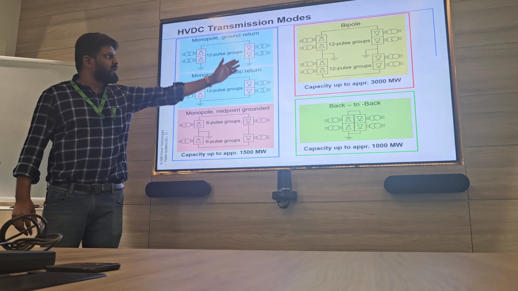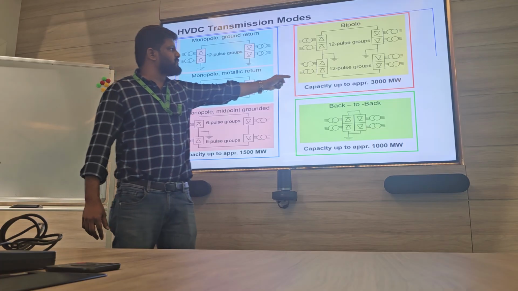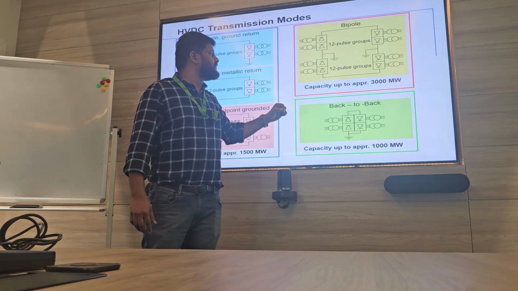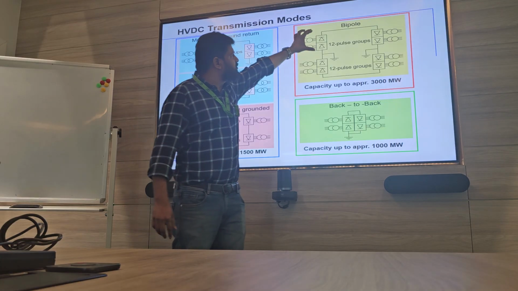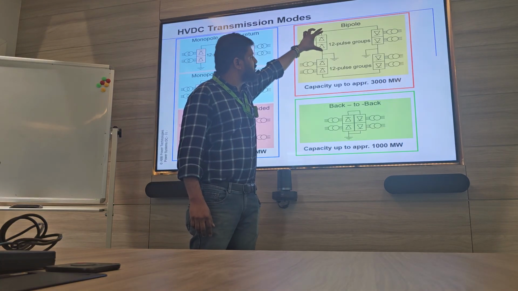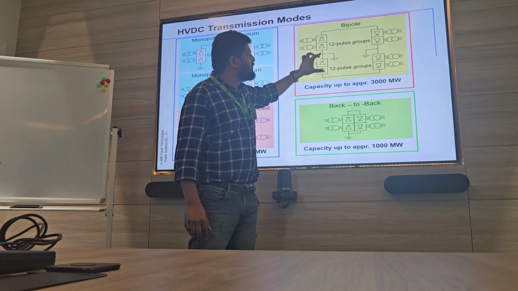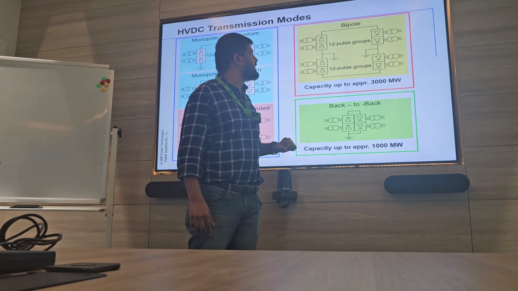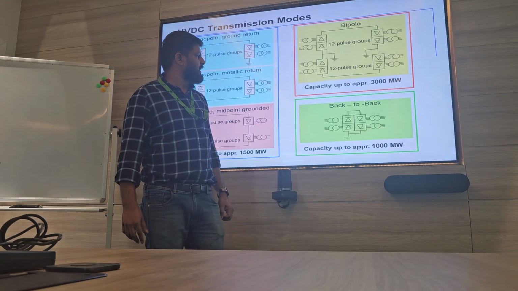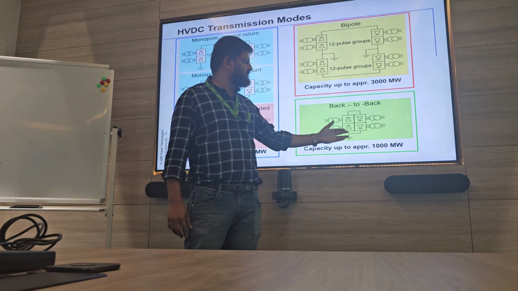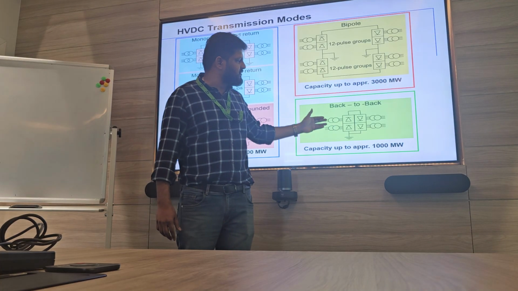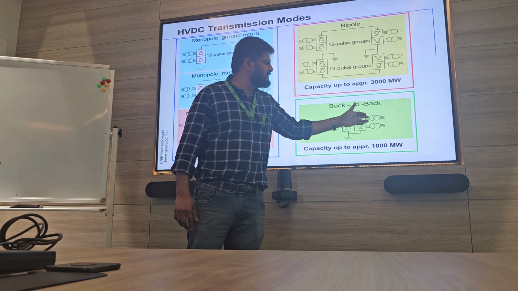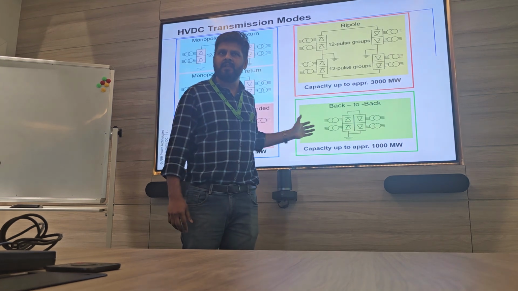But if you go with the bipole, this is what we use now in the NG project. This is one pole and this is the other pole, and the midpoint is grounded. And this is the back-to-back configuration, which is used to connect asynchronous networks, like a 50 Hz network and a 60 Hz network. And we can transfer anything.